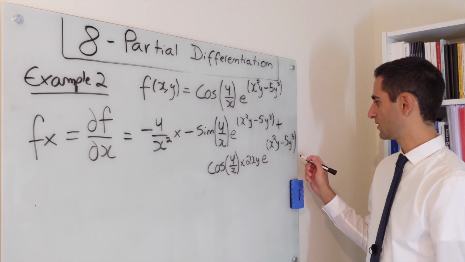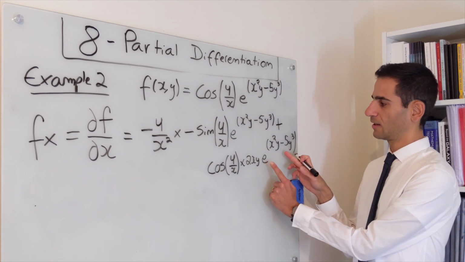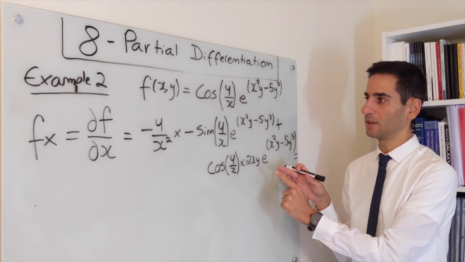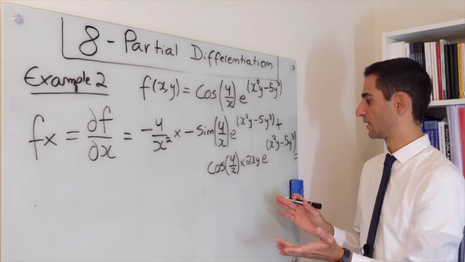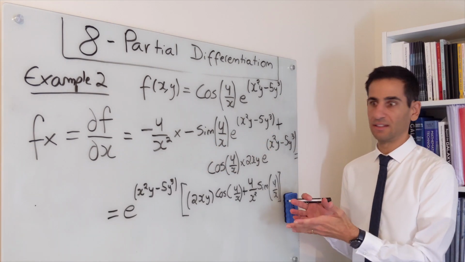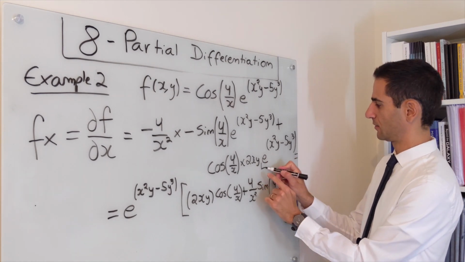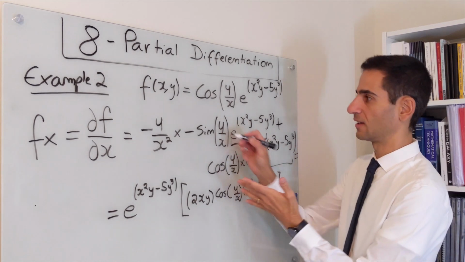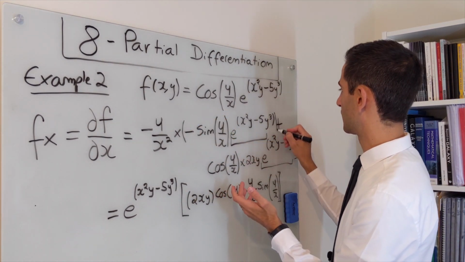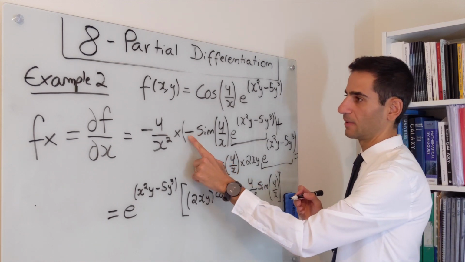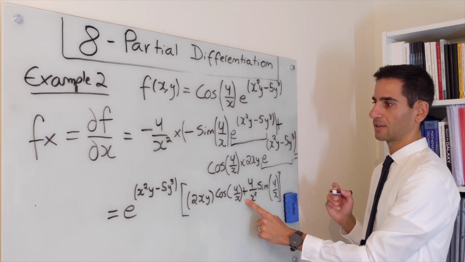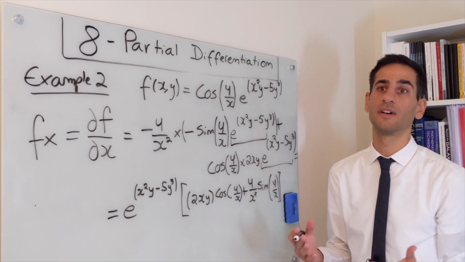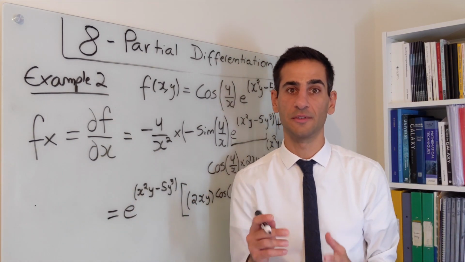Once you get to this stage, it's a very good idea to take the e to the power of x squared y minus 5y to the power of 3 and bring all the other terms together, which I'll just do here. And all I did really was take the factor e to the power of all this from both these terms, recognizing this, of course, being multiplied, and minus gives you plus. In this case, there's just two terms. This would be your final answer for the partial derivatives in respect to x.